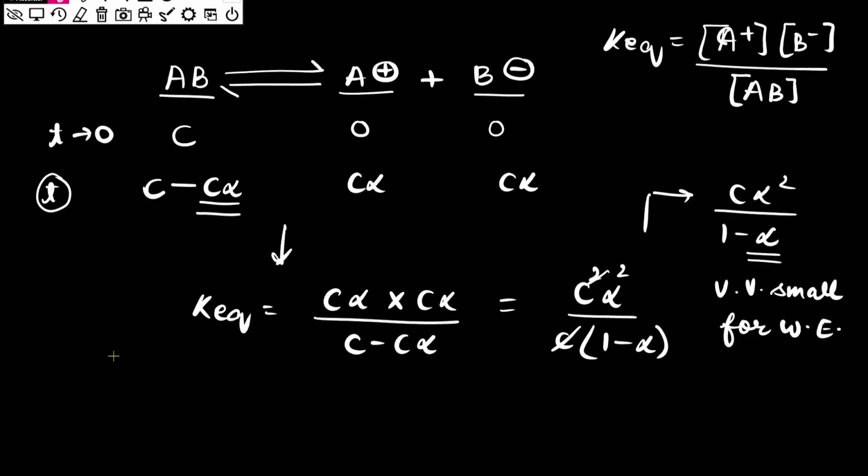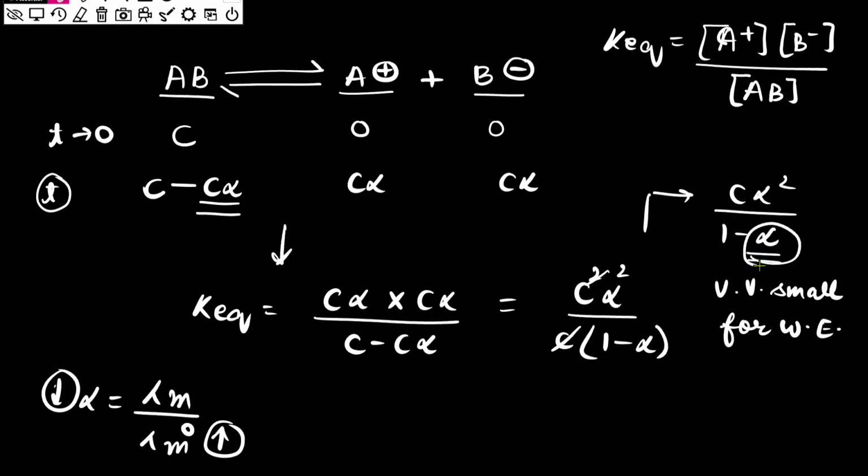If you know the concept we were talking about right now, the degree of dissociation is lambda m upon lambda m naught. For weak electrolytes, this is very high in magnitude, and because of that, this will be very less, approximately 0.01 or somewhat like that. So we can even ignore this alpha term.